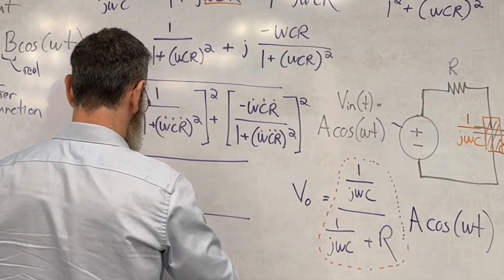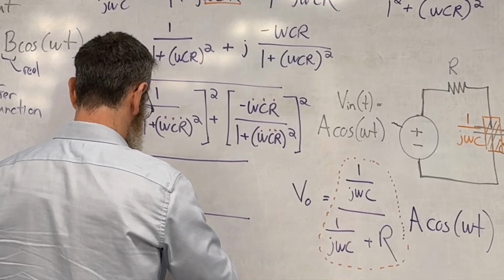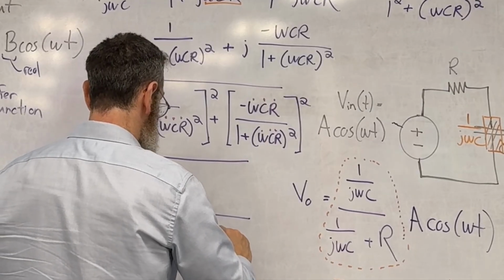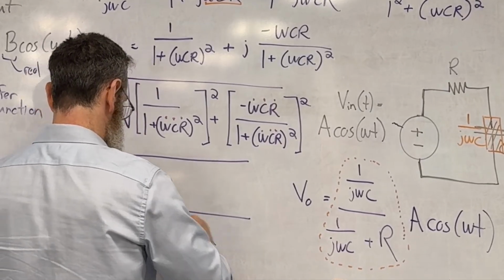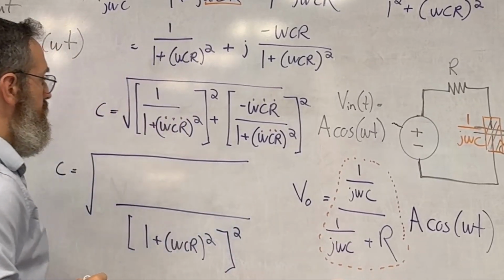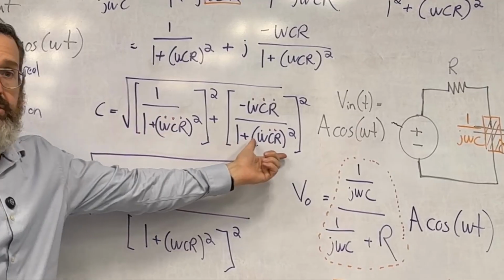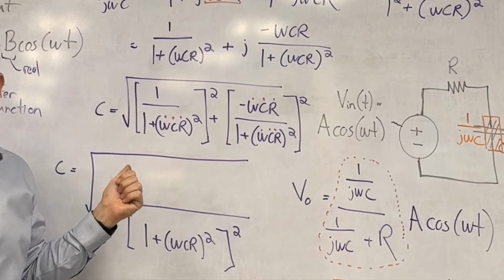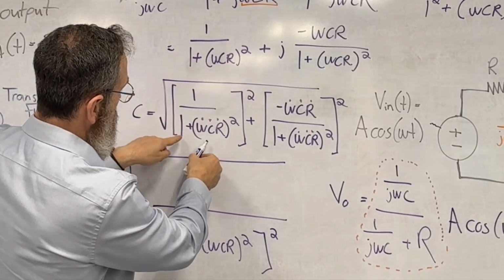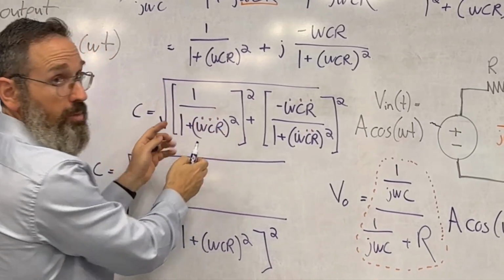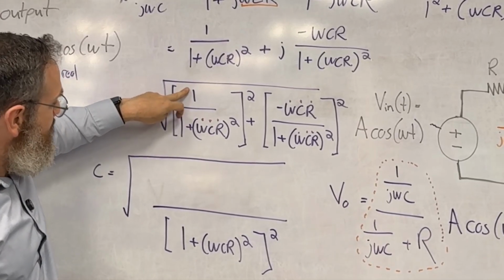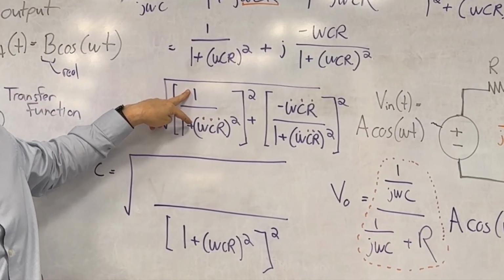The denominator is going to be 1 plus WCR squared, squared. That's going to pop it on both ends. When I square this, I'm going to square the top and I'm going to square the bottom. If this is a over b, what's going to come out is a squared over b squared.